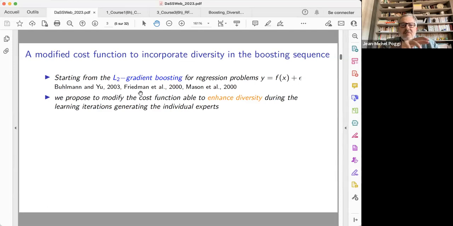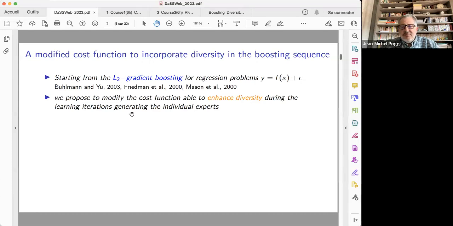Friedman is one of the main scientists making the connection between the Freund-Schapire formulation of the initial boosting algorithm in the binary classification case and moving to a very elegant formulation in terms of gradient boosting. So I just take this in the regression problem, in the L2 gradient boosting. Another main contribution is the paper from Bühlmann and Yu about the L2 gradient.